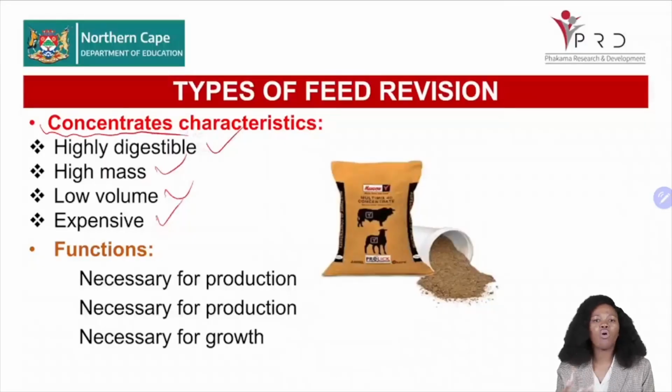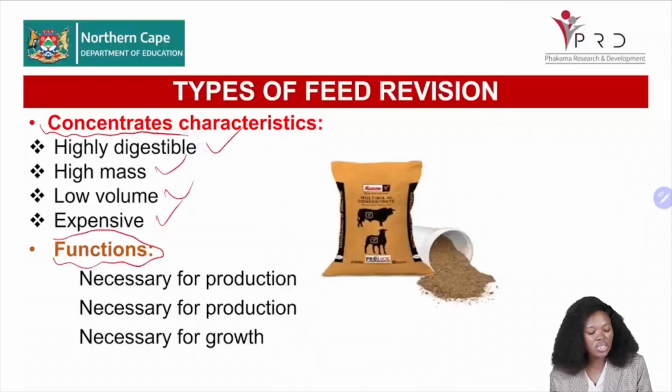Another one, they are very expensive. Now, why are concentrates expensive? They have more digestibility. They are highly digestible. They have high total digestible nutrients, that is above 60%. So that is why they are expensive. So when farm animals consume concentrates, they will obtain more nutrients as compared to the roughages.